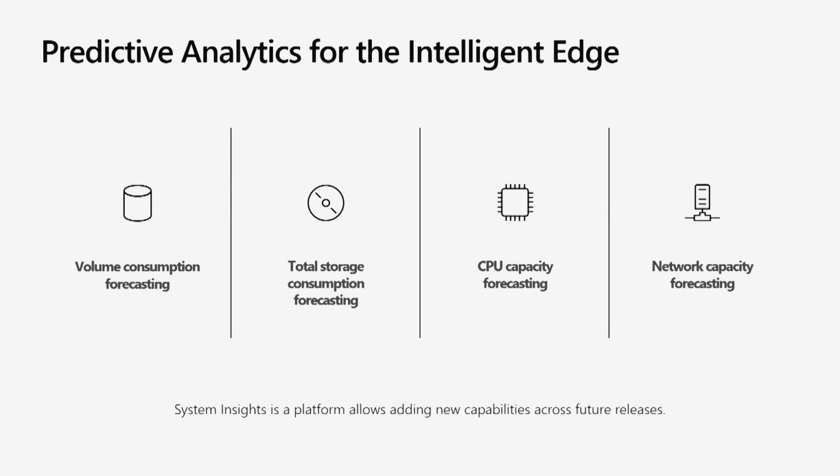So what can we do today? What's built in, we have 4 capabilities built in. Volume consumption forecasting, total storage forecasting, CPU capacity forecasting, and network capacity forecasting. So very interesting features. You can see on your servers, okay, when I'm running out of storage on a specific volume, right? When do I run out of CPU capacity? Or think about your virtualization hosts, where you're not sure, am I still good, or am I going to hit some limits there? So the way that works, let's have a look at volume consumption forecasting.